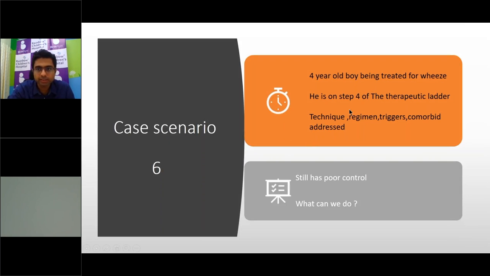Moving on to case scenario 6. We have a 4-year-old boy who has been treated for wheeze. He is on step 4 of the GINA guidelines. All technique, regimen, everything has been checked, but he still has poor control. What else can we do?